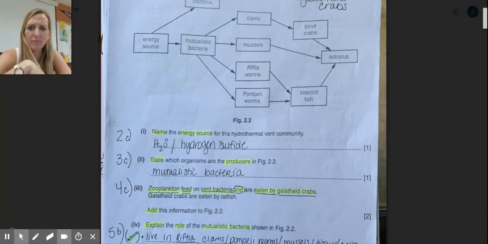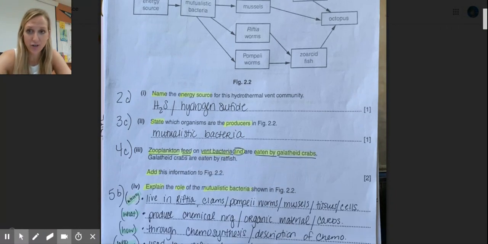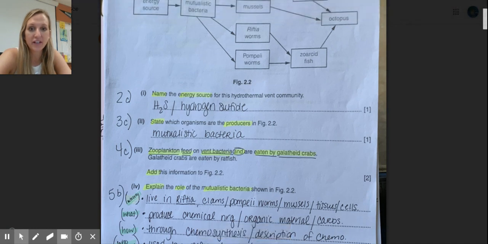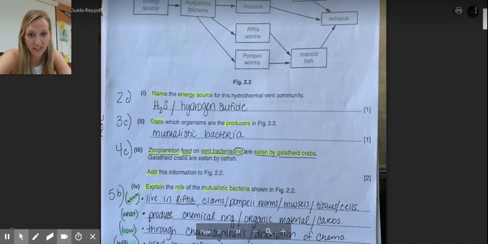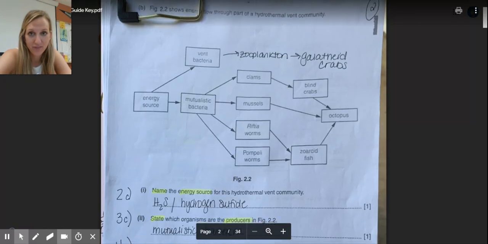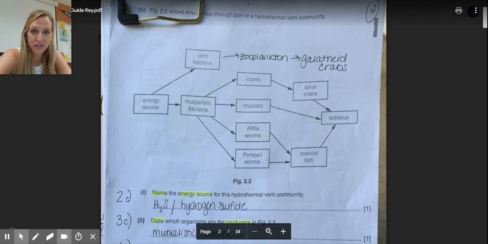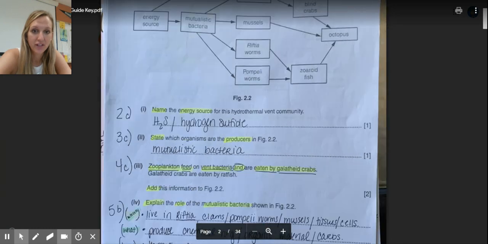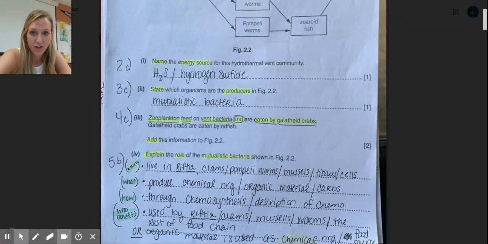And that should have another one on there. It should also say vent bacteria because it is organisms. Zooplankton feed on vent bacteria, and the zooplankton are eaten by galloping crabs. The crabs are then eaten by a ratfish. So vent bacteria gets eaten by zooplankton. Zooplankton gets eaten by the crabs. And then the crab gets eaten by the ratfish. Add this information to 2.2.